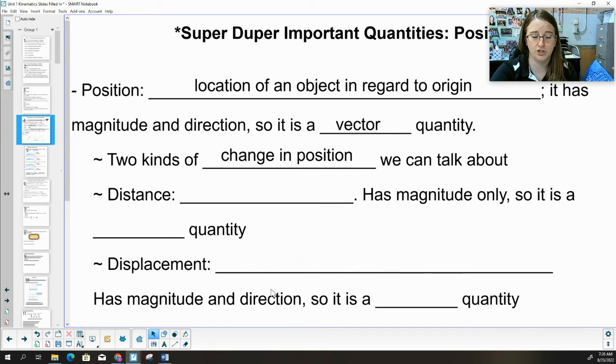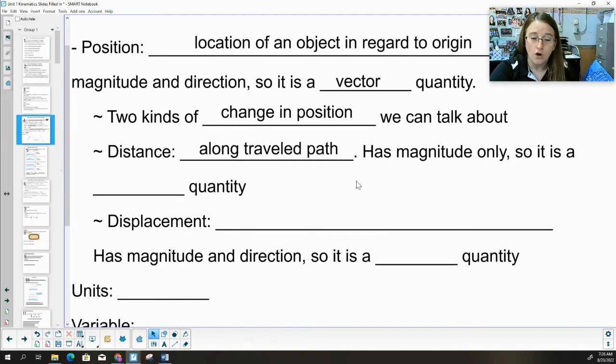If I talk about a change in position, there's distance along the traveled path. So if I'm walking like this and I checked how far I actually took steps on my Fitbit, or on my car, that would be how far I traveled along that path. It does have magnitude only, so it is a scalar quantity. It doesn't tell me, oh, I went 500 miles. Well, I could have gone 500 miles like this. It doesn't tell me the direction.